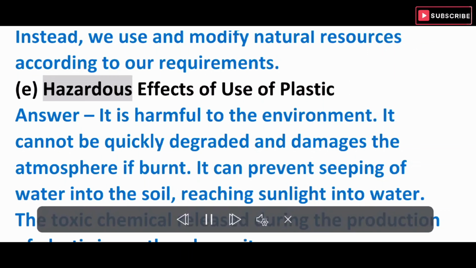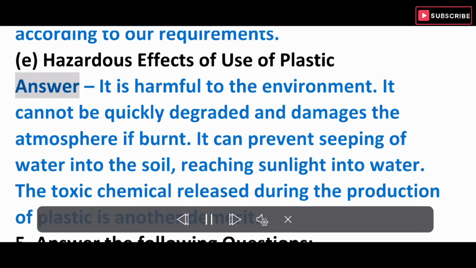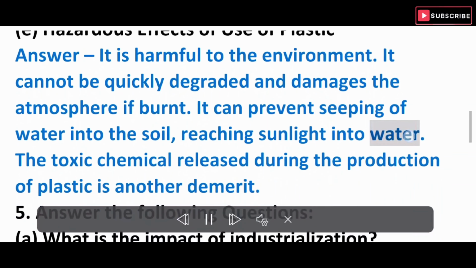E. Hazardous effects of use of plastic. Answer. It is harmful to the environment. It cannot be quickly degraded and damages the atmosphere if burnt. It can prevent seeping of water into the soil and sunlight reaching into water. The toxic chemicals released during the production of plastic are another demerit.